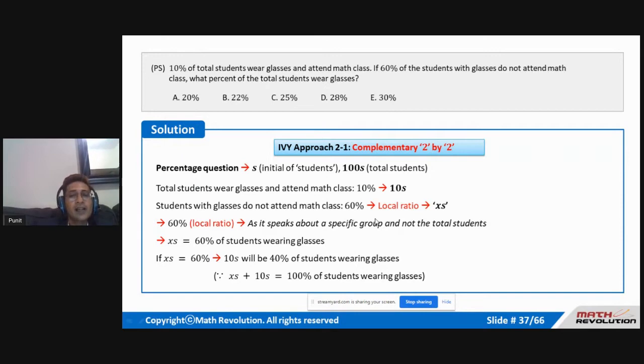So if those X's are 60%, 10S will automatically become 40%. Because read this: a student with glasses do not attend math class. A student wearing glasses and attending math class is 10%. So this 60%, they do not attend math class, they are wearing glasses. So the students who attend math class and wear glasses would be 40%. And this X plus 10 makes it 100%. Himanshu has already got the answer.